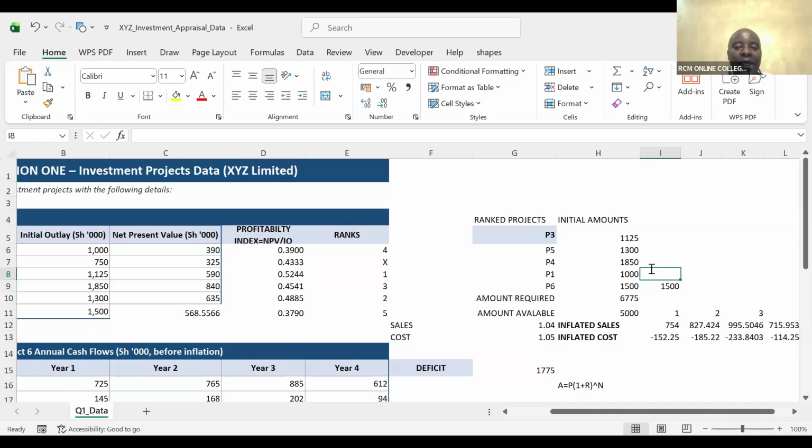I can even calculate the remainder. I can say this minus what I've been able to recover here. So I can see vividly that here I'll be recovering 275.